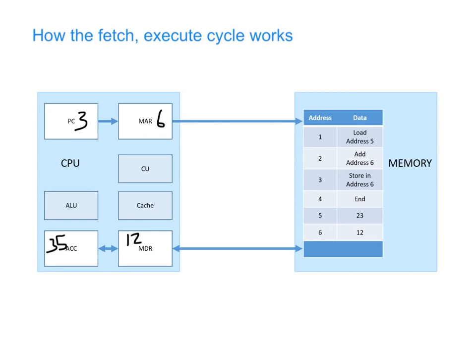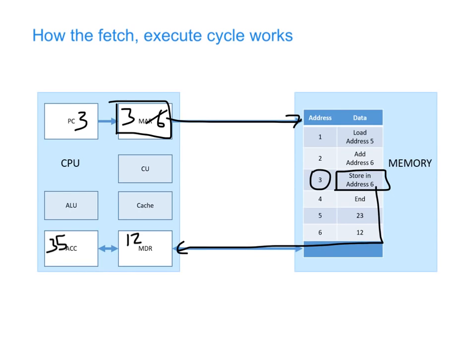So the program counter has the value 3. That gets passed into the memory address register and then goes out to the memory, and what is in address 3, store in address 6, gets passed down into our memory data register. So store 6. We'll keep a copy in the cache, and we'll increment our program counter to 4.